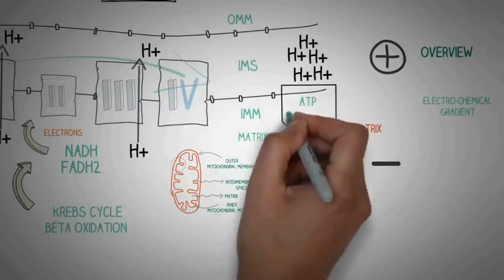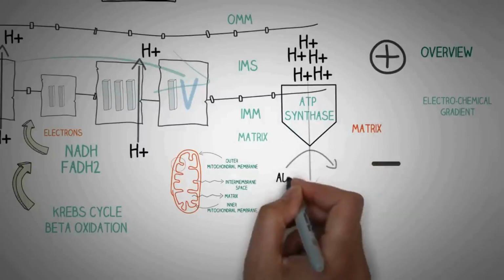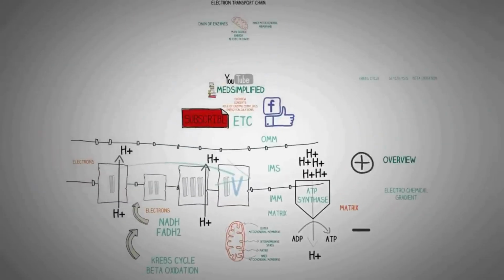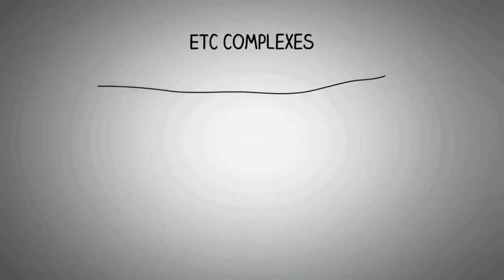The enzyme ATP synthase comes into play. The ATP synthase transports hydrogen ions into the matrix of the mitochondria and uses the energy generated from the flow of hydrogen ions to phosphorylate adenosine diphosphate into adenosine triphosphate. This is the basis of generation of energy in the form of ATP, which is the currency of energy in our body. Now let's talk about the various electron transport chain complexes.